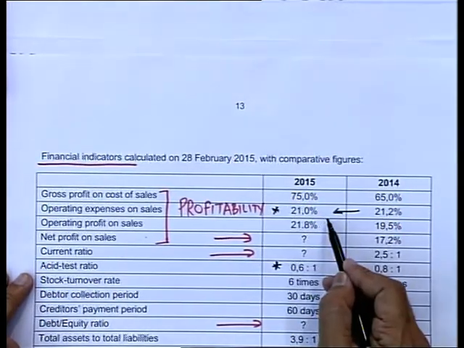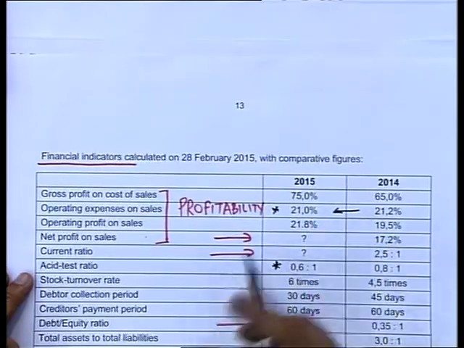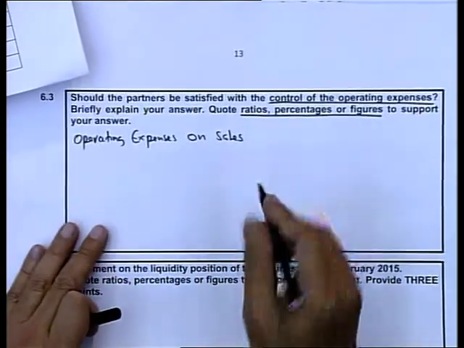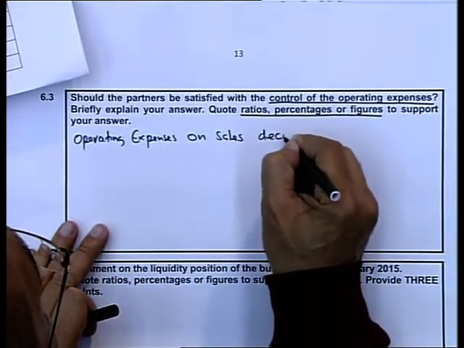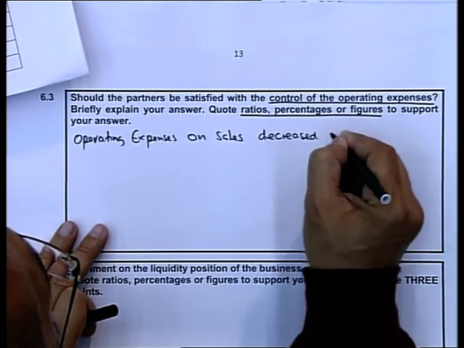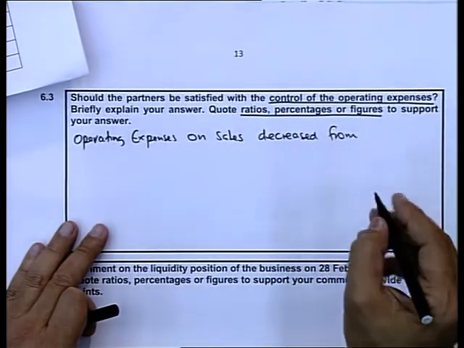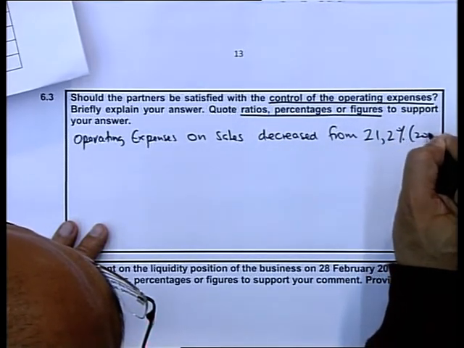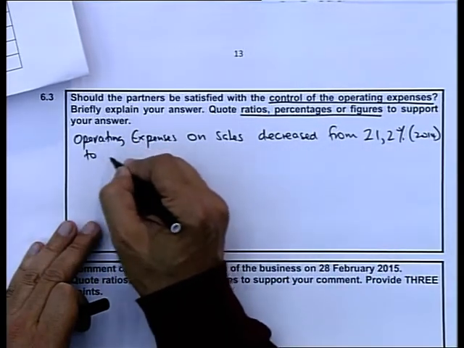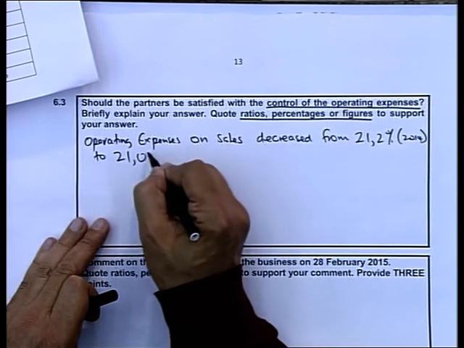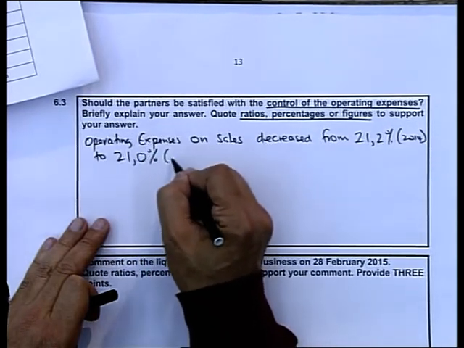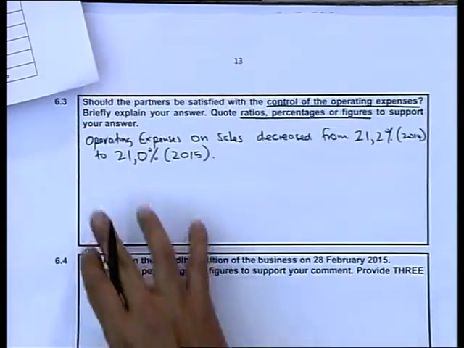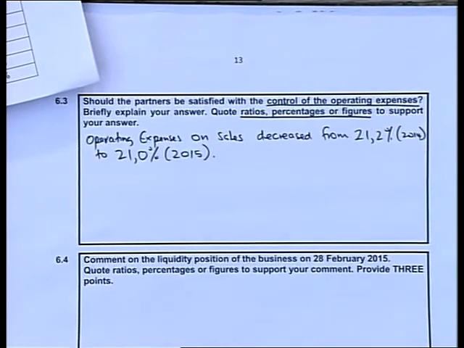A slight decrease. Any decrease in that, in fact, is good, right? So we're going to say that operating expenses on sales decreased from 21.2%, that was in 2014, to 21.0%, and that was in 2015. Okay. That's your first comment. Okay. What else can you say, right?